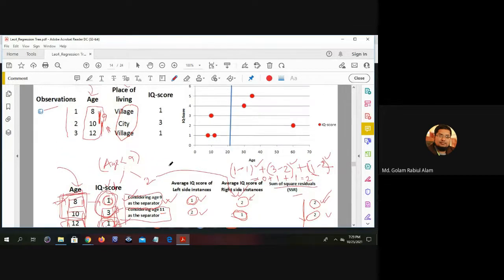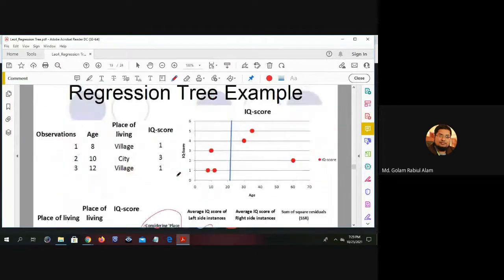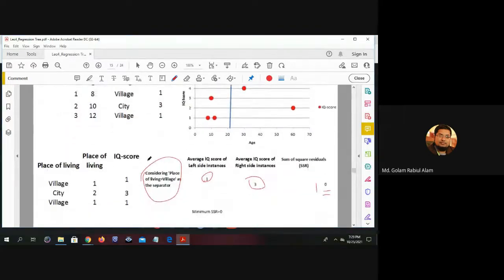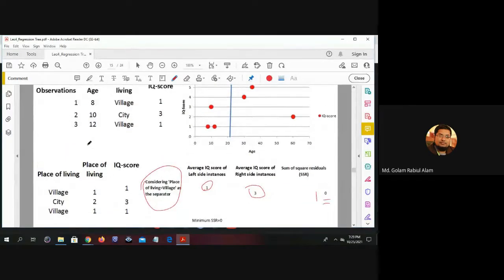And now what we have to do is consider the place of living, this other variable. So here is the place of living for just the 3 observations, with the place of living and corresponding IQ score. Again, considering place of living is village as the separator, because we have approximately 2 categories, village and city, only one splitter will be enough.